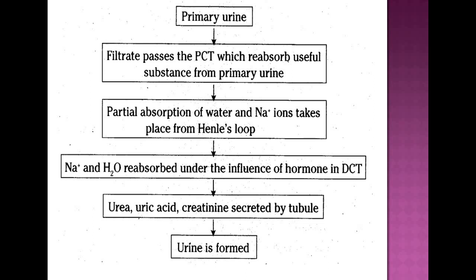Primary urine is filtered into the proximal convoluted tubule, which then reabsorbs useful substances from the primary urine. Then it goes into the loop of Henle, where partial reabsorption of water and sodium ions takes place. Finally, sodium and water, whichever is left, is reabsorbed in the distal convoluted tubule, leaving behind toxic substances which enter into the collecting duct.